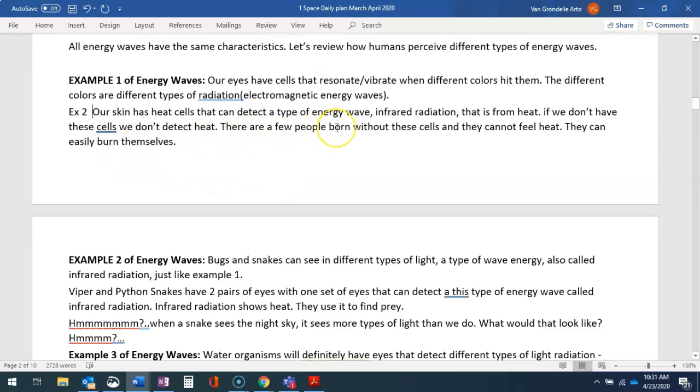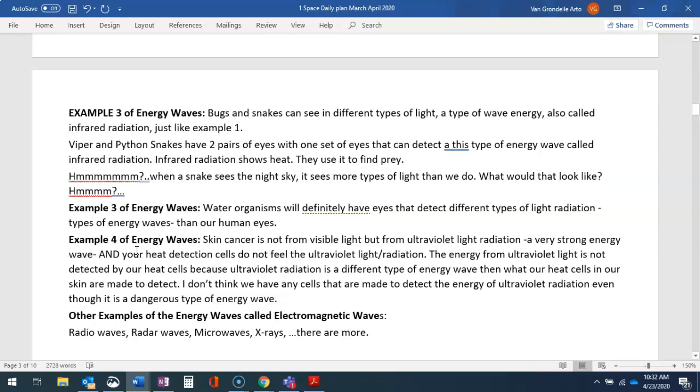So there are a few people born without these cells that detect heat, and they cannot feel heat. They can easily burn themselves. And then we have a third example to give you a feeling for these energy waves and how we can only detect a few of them.